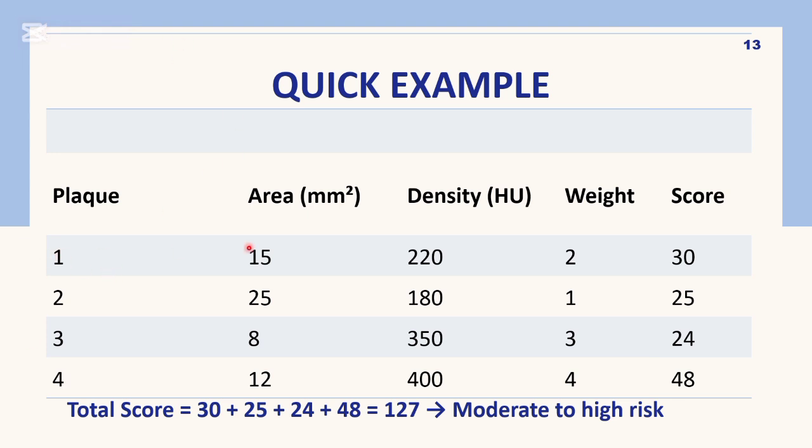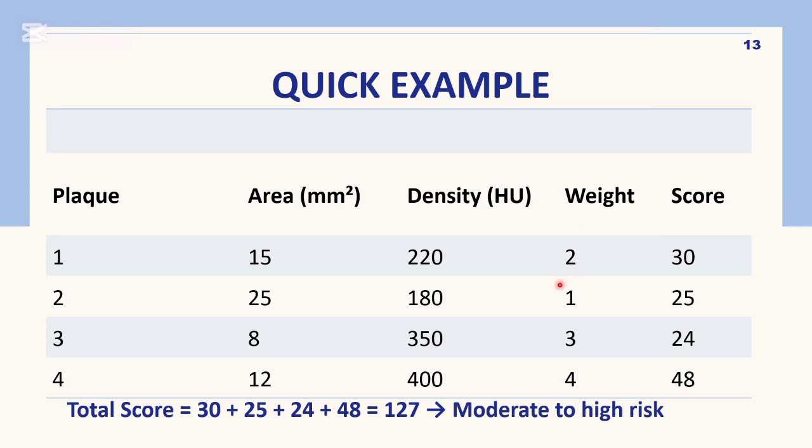In the first plaque, the area of the plaque is 15, for the second 25, for the third 8, and for the fourth 12. For the first, the density is 220, for the second 180, for the third 350, and for the fourth 400.